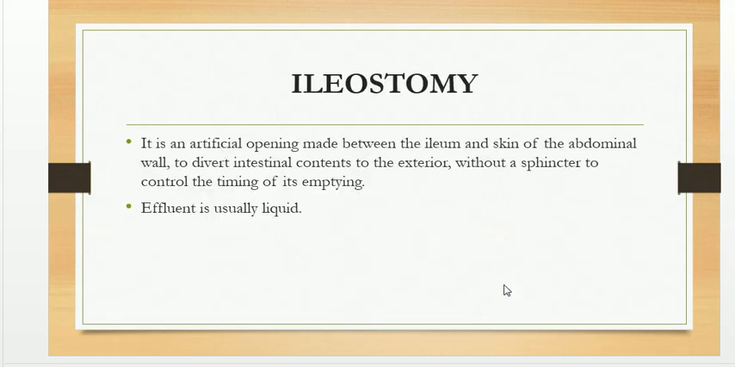Ileostomy is an artificial opening made, as we explained previously, between the ileum and the skin of the abdominal wall to divert intestinal contents to the exterior without a sphincter to control the timing of its emptying. Effluent is usually liquid, as I explained previously.